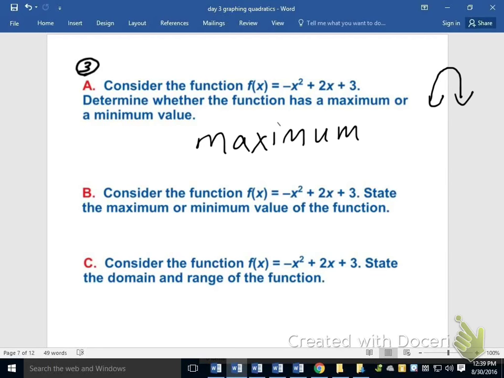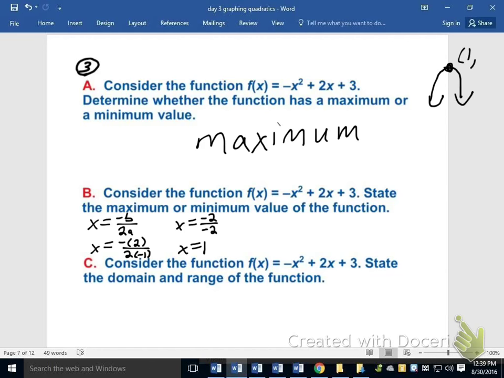That requires a little bit of work. We're going to have to do negative b over 2a really quick. In this case, that will be negative 2 over 2 times negative 1. That ends up being negative 2 over negative 2, so that's 1. That would be the x value at the vertex.